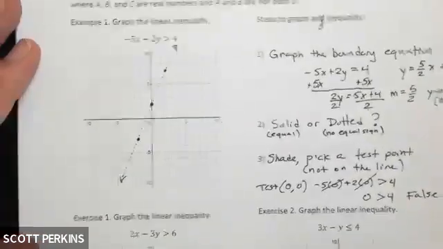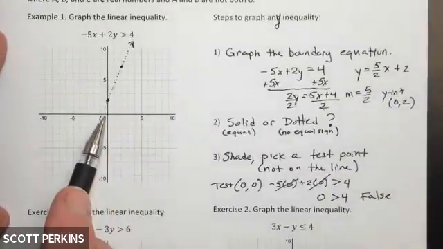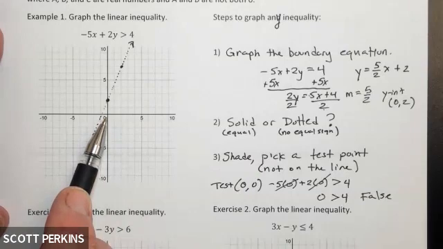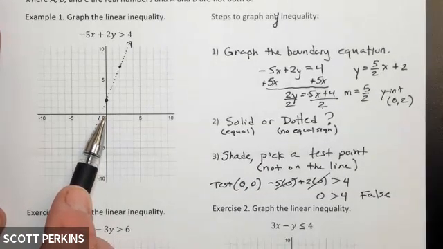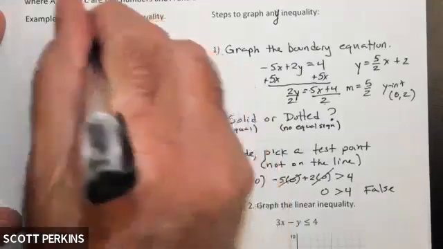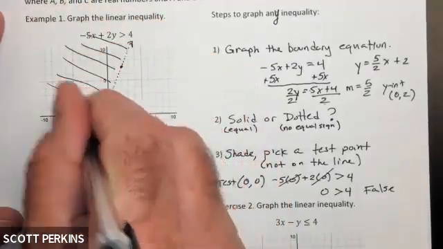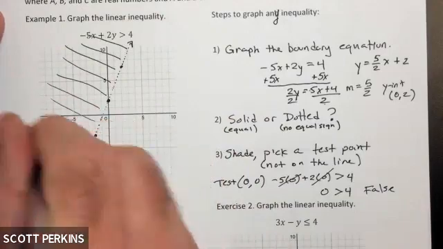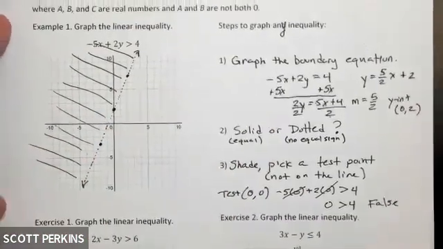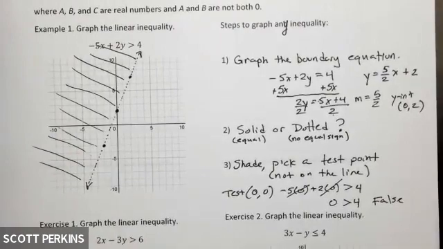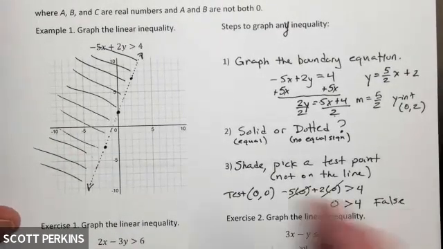So who can help me with my conclusion? So here's what I've got. Where my pen tip is, that's the test point. It is false. It's not a solution. So where do you think I'm going to shade then? I'm sorry? The opposite side. Yes. The solutions then are over here. So here's my very intricate advanced shading. Those are my solutions.